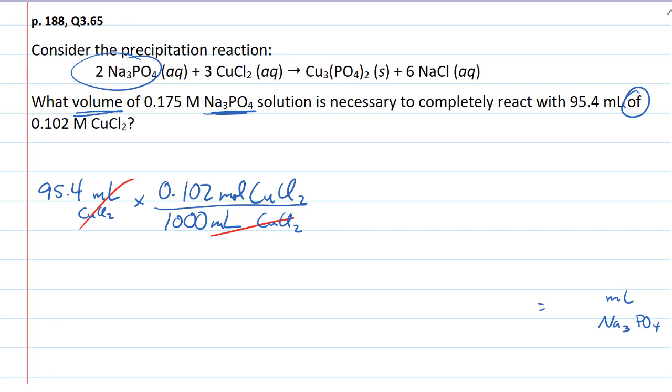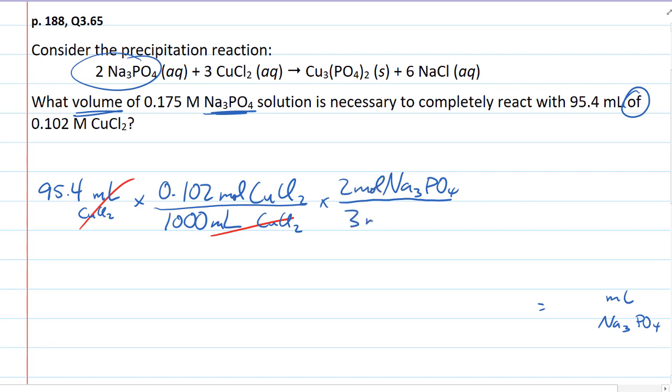Molar ratio. So we want to go back here and find the molar ratio that relates the copper 2 chloride to the sodium phosphate. To do that, up above we're going to put which stuff? Sodium phosphate. And how many, or how much? 2 moles. And on the bottom we put 3 moles of copper 2 chloride.